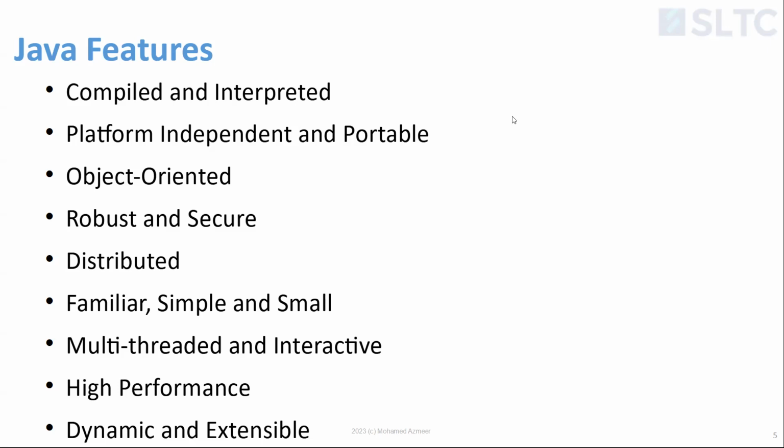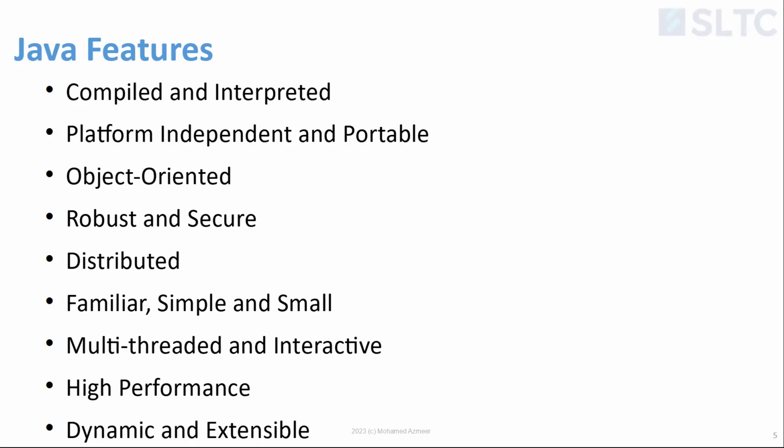And if you really optimize the language, you can have very high performance. In fact, most of the complex large-scale applications are written using the Java language, like banking applications, insurance applications, other serious government applications, military applications. They all can be done using the Java language. So we can get high performance. And the last point is also very important. It is dynamic and extensible.